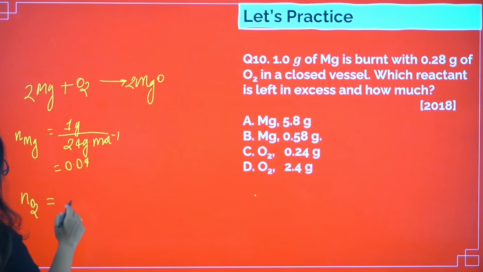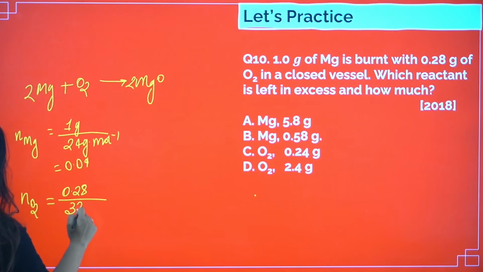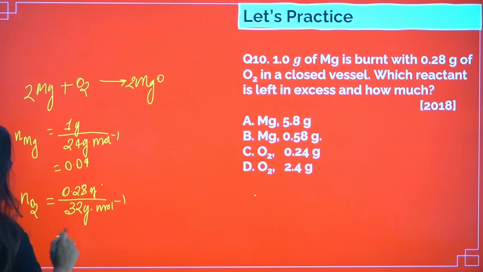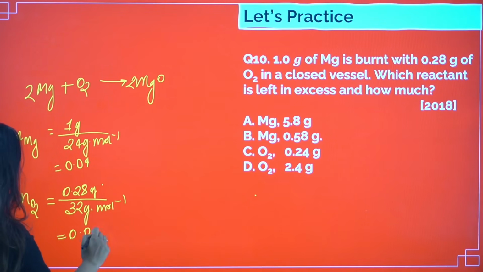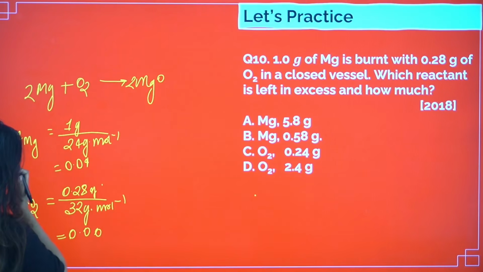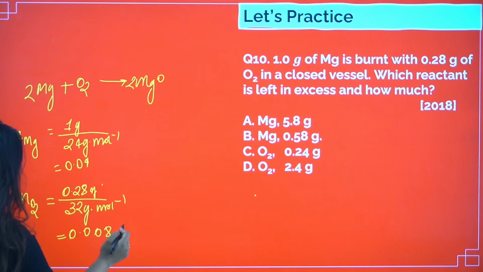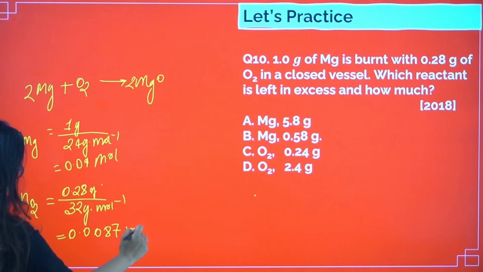that is also given, 0.28 gram, divided by molecular weight, which is 32 gram. If I calculate this, you will get 0.00887. This is the mole.